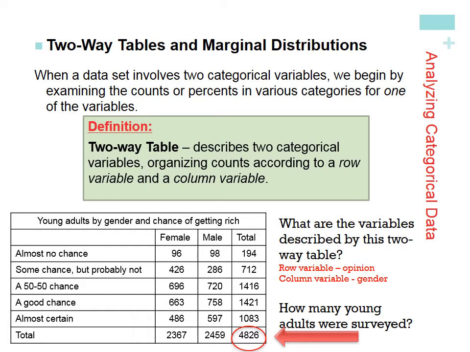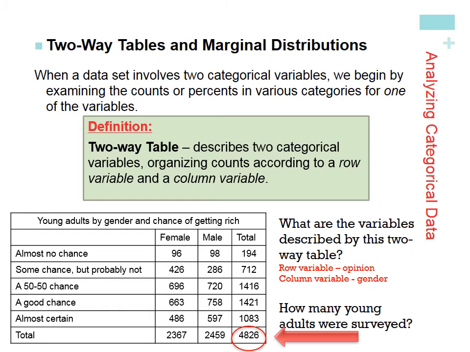So what are the variables? The row variable here is our opinion of getting rich: no chance of getting rich, some chance, a 50-50 chance, a good chance, or almost certain. What is the column variable? That's the gender. Think of what I could label both of those together: gender, and what I could label this whole thing right here, opinion.